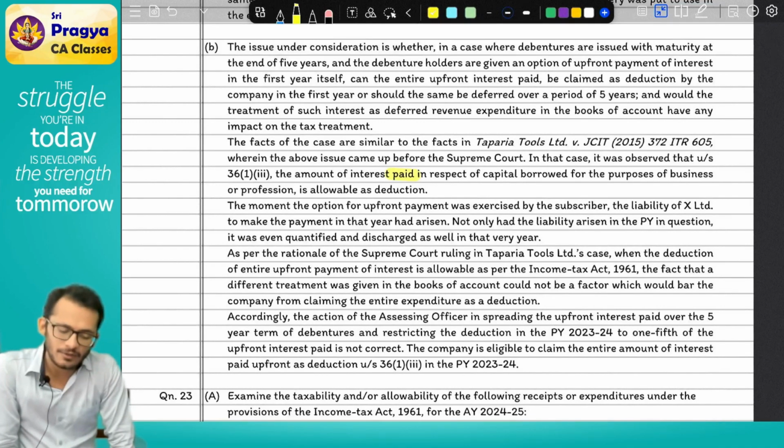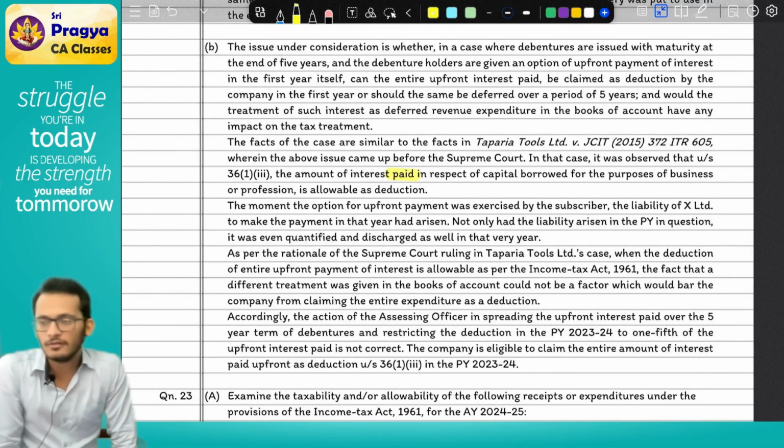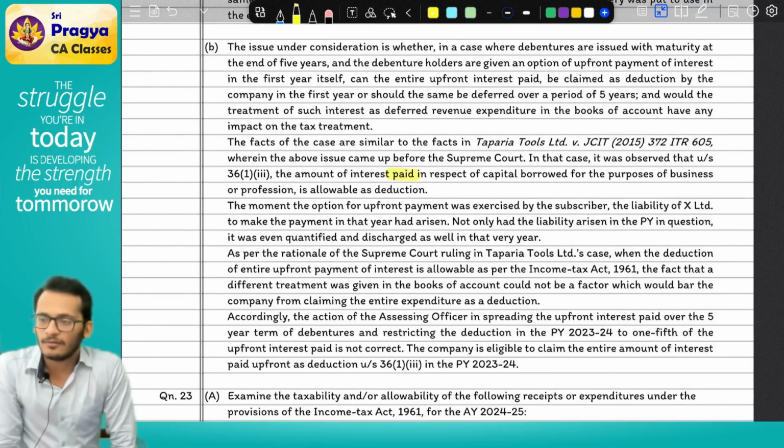The fact that a different treatment was given in the books of accounts cannot be a factor which would bar the company from claiming the deduction under income tax. So just because you do something in accounts does not mean that you have to follow it in income tax. Income tax can follow a different treatment also.